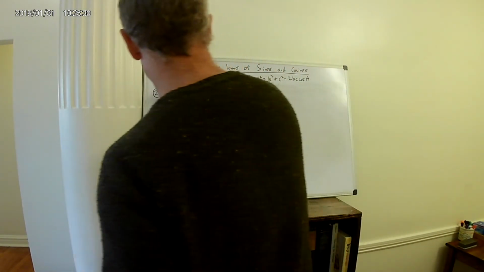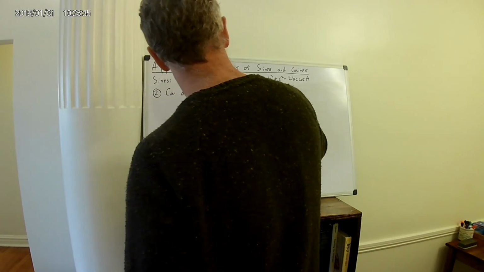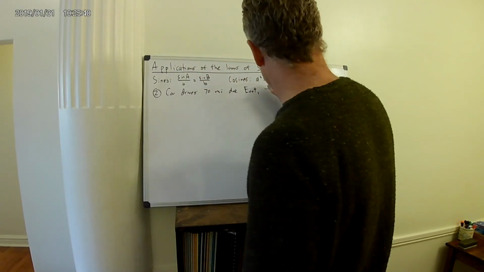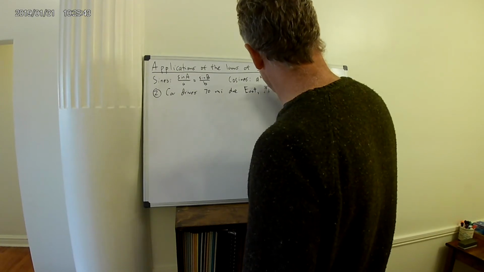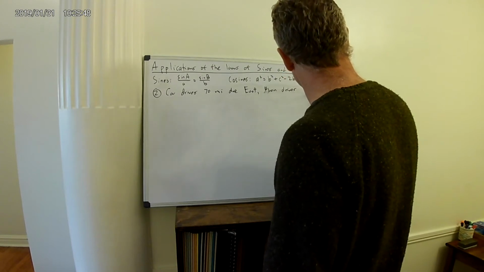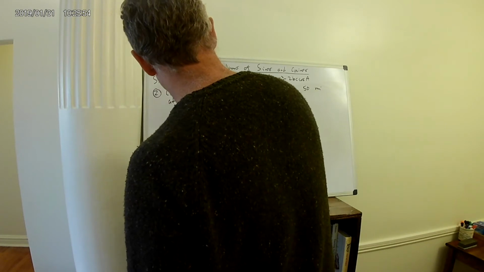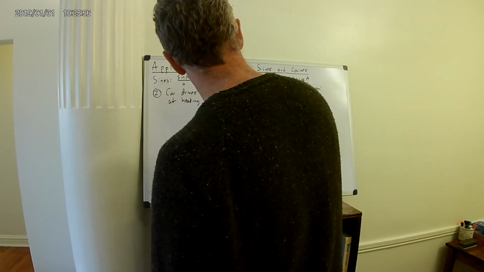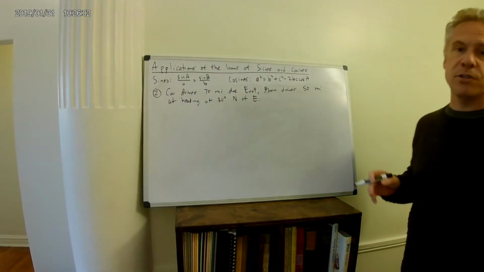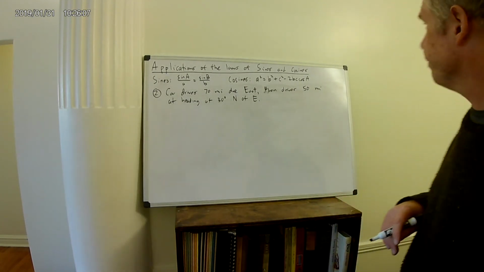So let's consider a car that drives 70 miles due east, then turns and drives 50 miles at a heading of 30 degrees north of east. Okay, so we have a situation where a car drives 70 miles due east and then turns and drives 50 miles at a heading of 30 degrees north of east.